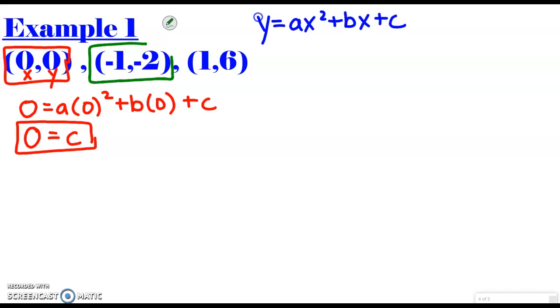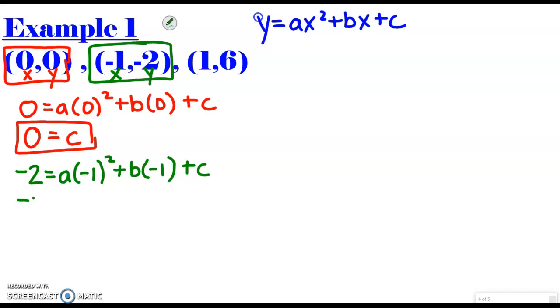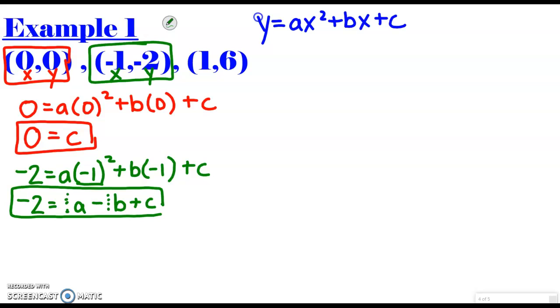Second one, we have negative 1, negative 2. So this is our xy. So y is negative 2 equals a times x is negative 1 squared plus b times x is negative 1 plus c. So we have negative 2 equals negative 1 squared is 1. We've got 1a because we wouldn't write a1. B times negative 1 would be negative 1b plus c. So there's our second equation.